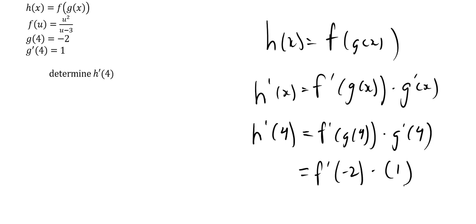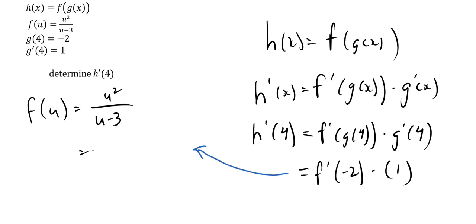So what are we missing? Do we know f prime at -2? We do not. But what do we have? We have the function f. And so we can find the derivative of that. So I'm going to pause there and let you try that.